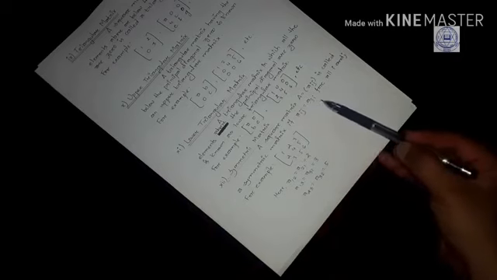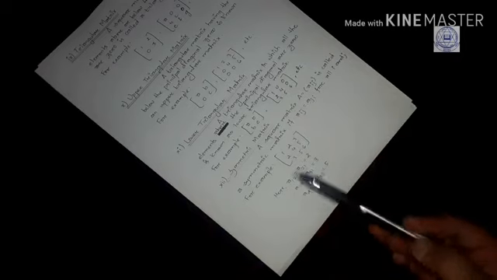So this type of matrix where aij is equal to aji, this type of matrix is known as a symmetric matrix.